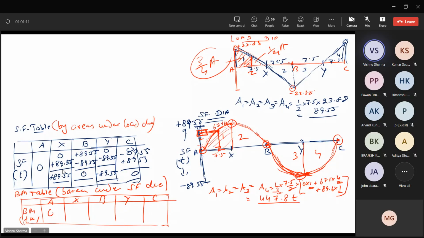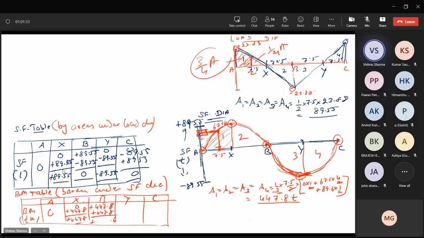A is 0. I carry forward 0. The change is area A1, so plus 447.8. So the BM at X will be plus 447.8. I carry forward 447.8. Another 447.8 gets added.